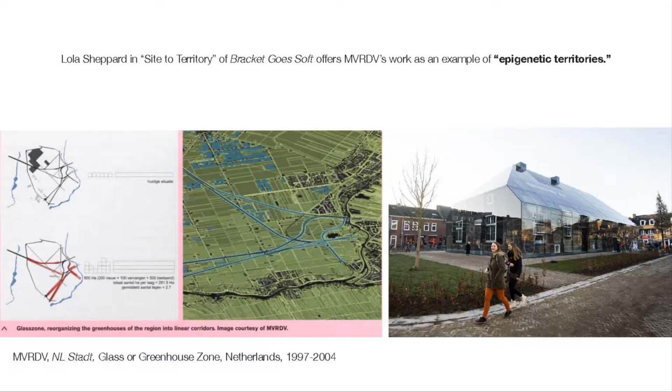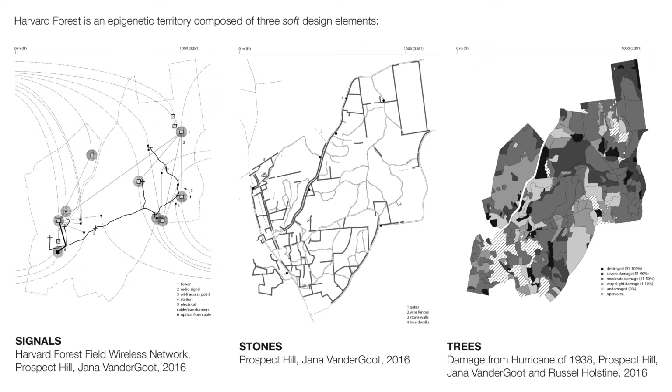So the greenhouse creates a new kind of territory, and it functions at the scale of the territory because it's a flexible medium that can spread out over space, but it's also a flexible medium that can respond to its context. And so it's that last point about a territory as soft when it is epigenetic that I most wanted to connect to the Harvard Forest Project.